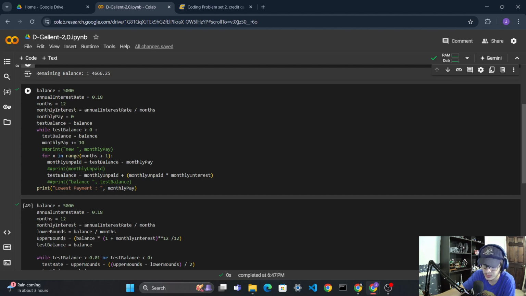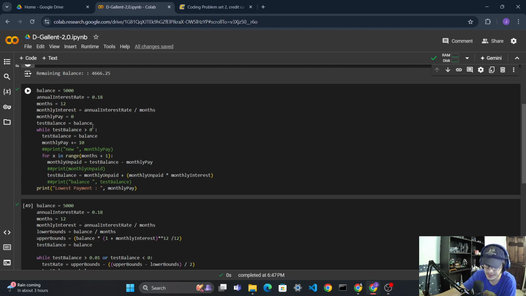But if it hasn't, then we're going to come in, and we're going to create a test balance. The reason for that is so that we still have our remaining balance to always come back to every single time we loop through with the while. So our monthly payment is going to increase by 10 since it starts at 0. The first time it goes through, it's going to start at 10. It's going to go through each month. Similar kind of math, just making sure, hey, if our monthly payment is 10, what would our balance be at the end of the year?